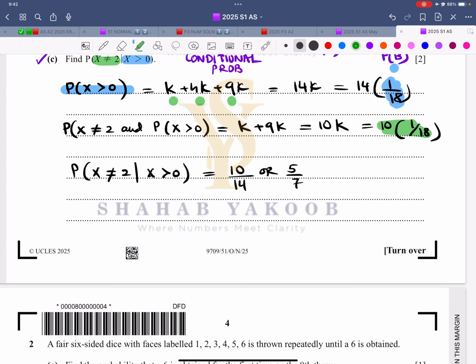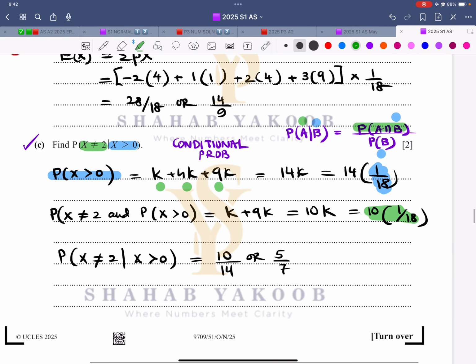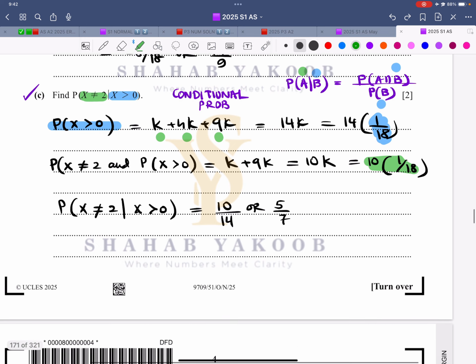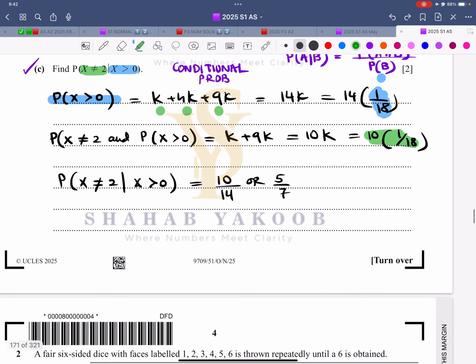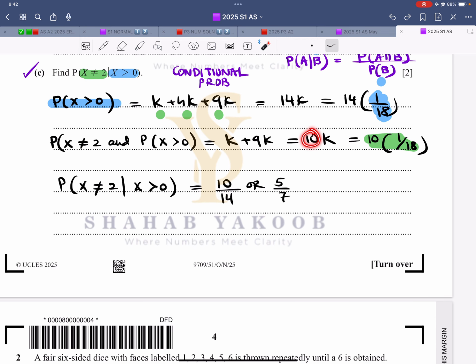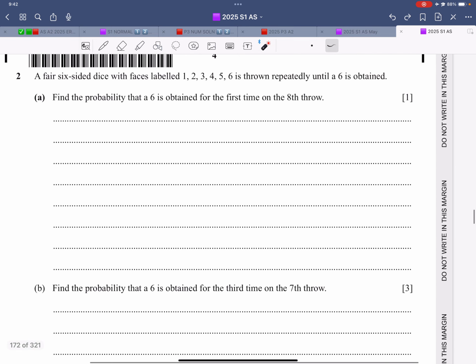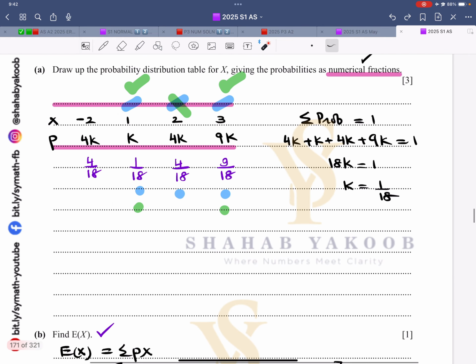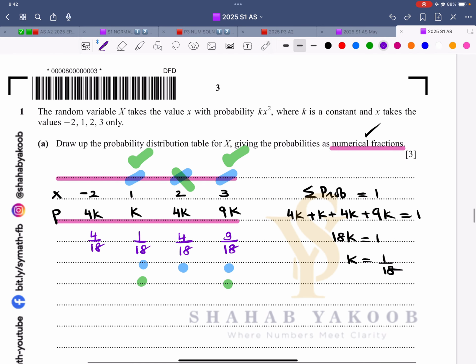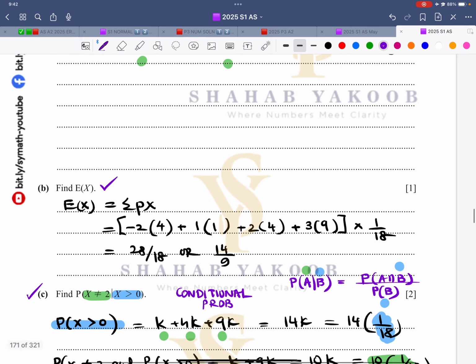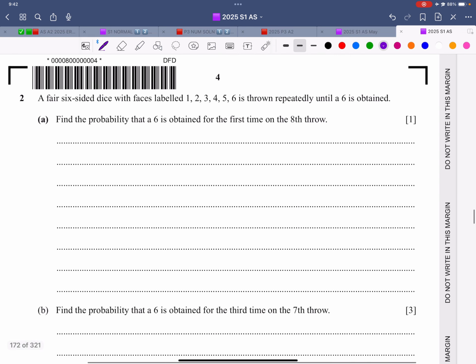Got the idea? So this thing is the numerator and this thing is the denominator. Simply divide. 18 and 18 will cancel out anyway. So technically it's 10 over 14, which is 5 over 7. Very simple. The next question. Now this first question, let me label it. This one was about DRV, discrete random variable, also known as probability distribution.